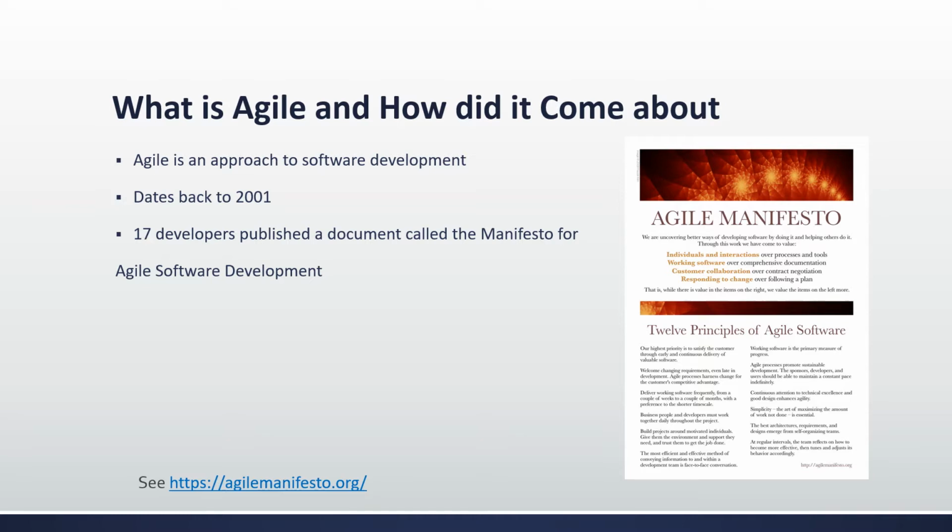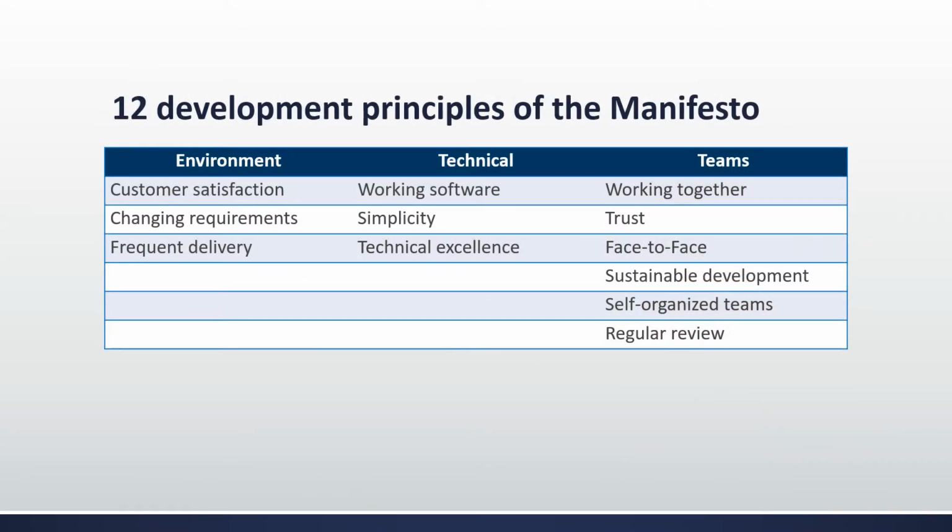To address these problems, the 17 developers published a document called the Manifesto for Agile Software Development, which is now regarded as the basis for Agile software development to the current day. The manifesto proposed 4 key values to improve software development, and these values did not concentrate on technical issues only, but rather were more about the approach to software development, changing the focus of software development. So the 4 values in the manifesto propose 12 development principles as you see here.